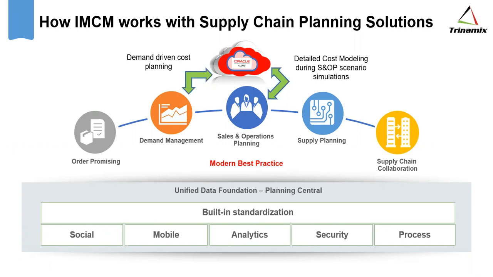So Oracle on the supply chain side has demand management, supply planning, supply chain collaboration, and sales and operation planning; these are standard solution portfolio from Oracle. Sales and operation planning is one area, and demand management is another area where we see in-memory cost management cloud has a natural fit in terms of process handshake.